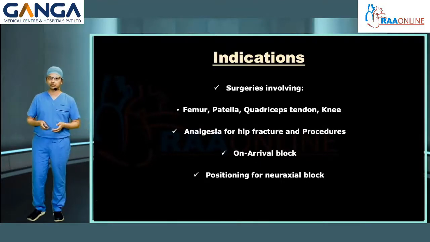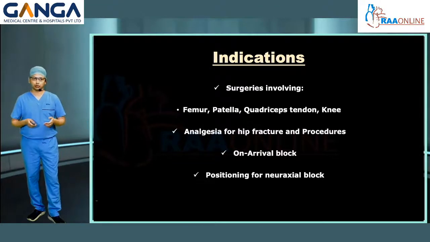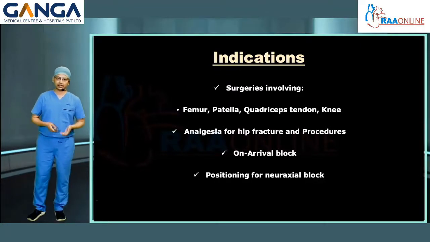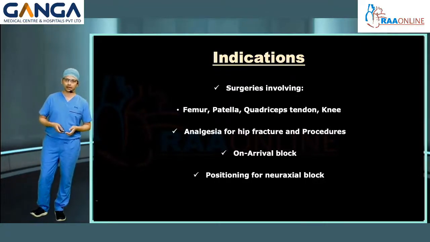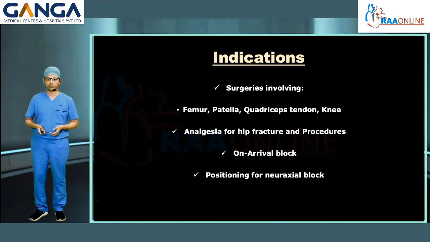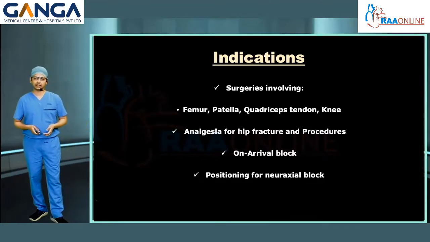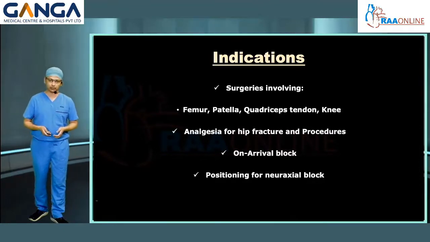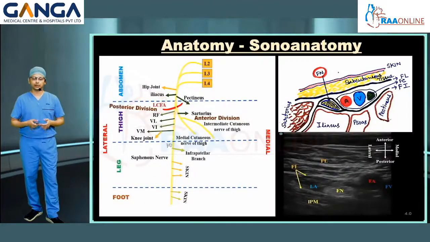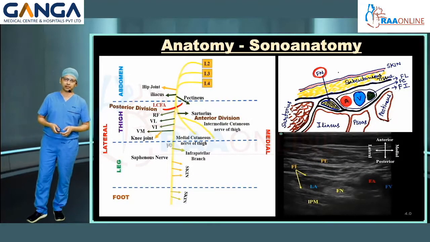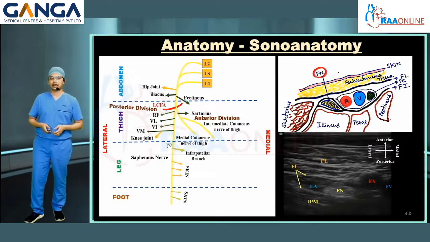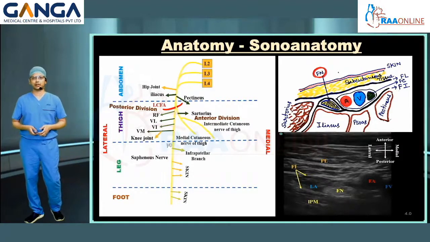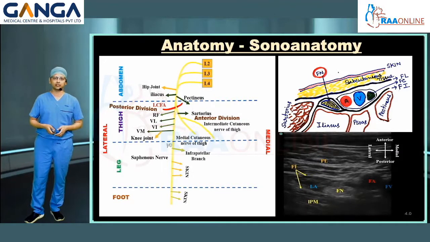Femoral nerve block is performed to provide analgesia for various hip and knee surgeries. We at Ganga Hospital also use it as an on-arrival block and analgesia for positioning before neuraxial block in hip fracture patients. Femoral nerve is the largest branch of lumbar plexus, formed by the posterior division of ventral primary rami of L2, L3 and L4 spinal nerves.